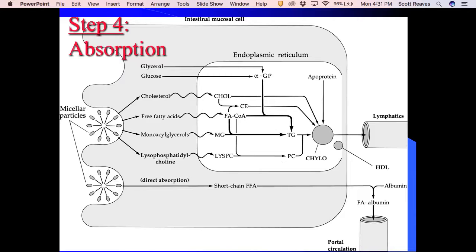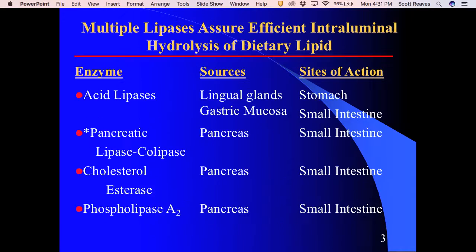The main dietary lipid is triglycerides. So one of the things that's interesting about this process is we have pancreatic lipase, which hydrolyzes triglycerides into monoacylglycerol and fatty acids. So why do we need this one?